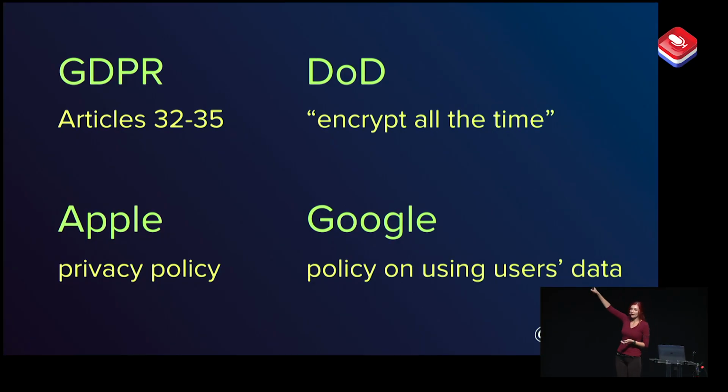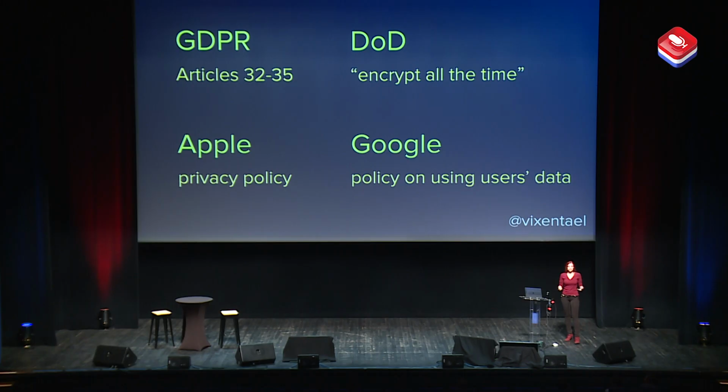So we do know that GDPR, Articles 32, 33, 34, 35, actually requires encryption of sensitive data. We do know that if you create applications good enough for the Department of Defense, you need to encrypt data all the time, except the short time where the data is being computed. You know that Apple and Google are changing data policies, user policies, so they actually push you as companies to make more data encryption. You know all these things, right? So we won't stop on that.